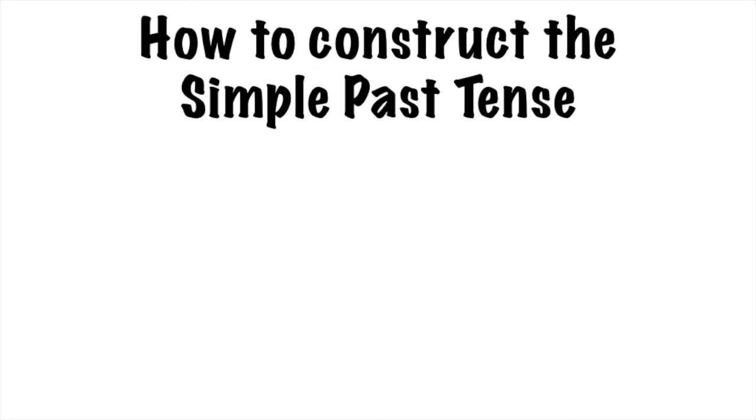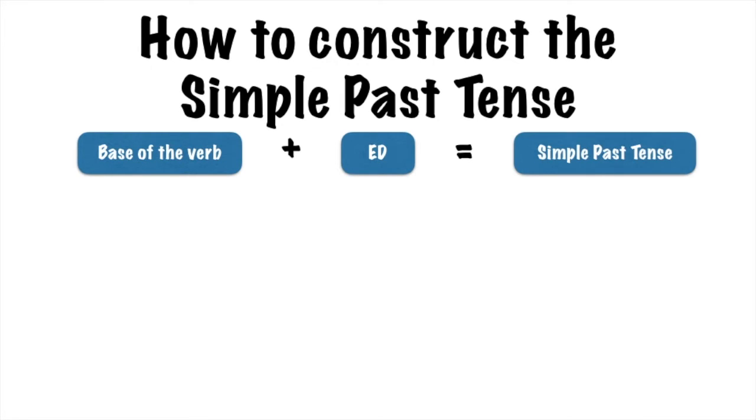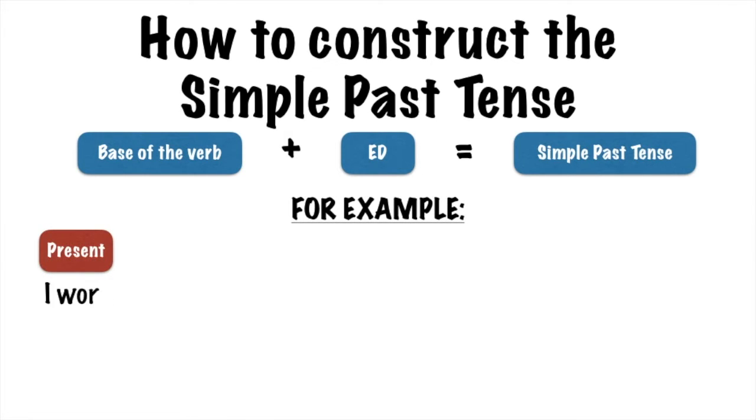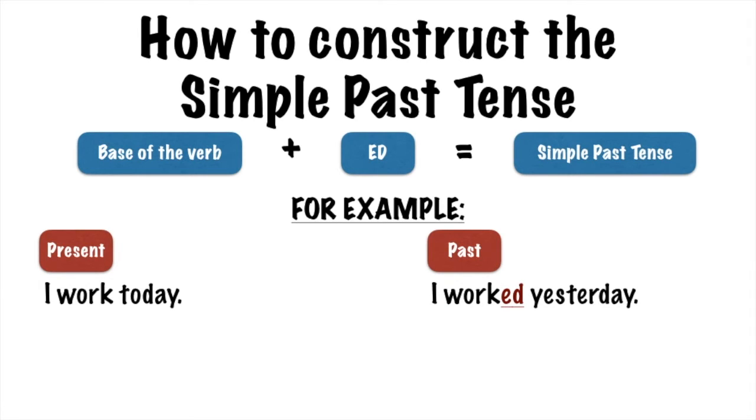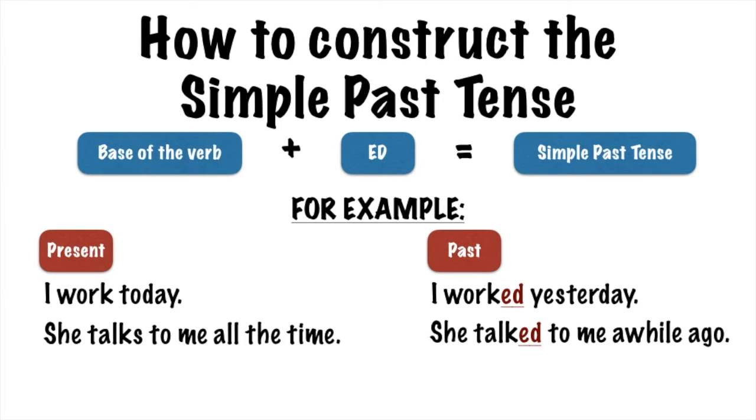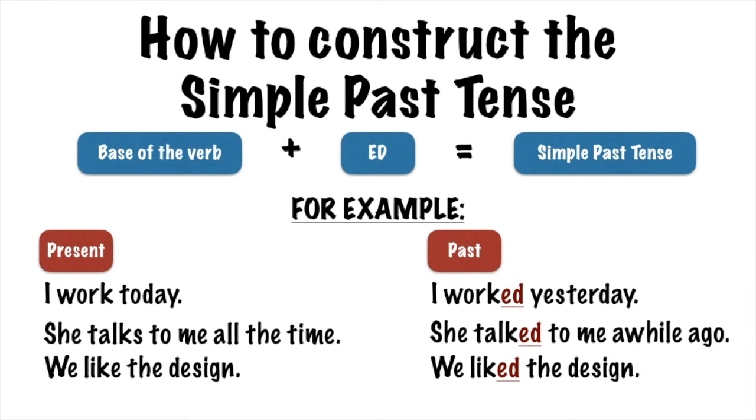How to construct the simple past tense. What we do is we take the base of the verb plus ed, which gives us the simple past tense. For example, in the present tense, we say, I work today. But in the past tense, we say, I worked yesterday. She talks to me all the time. She talked to me a while ago. We like the design. We liked the design.